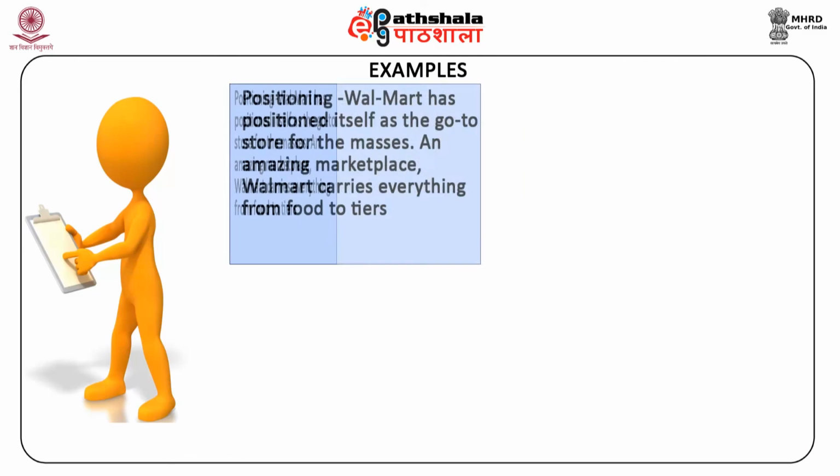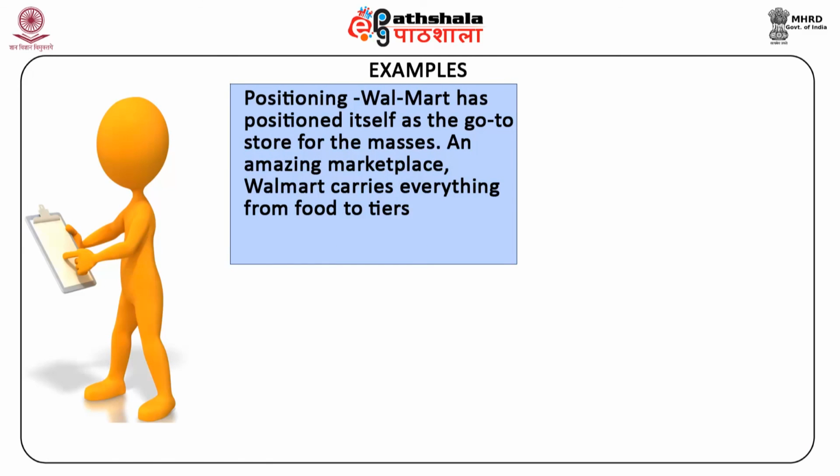Examples. Positioning. Walmart has positioned itself as the go to store for the masses. An amazing marketplace, Walmart carries everything from food to tires. It makes a promise to the customers that you would have to spend less money at this place, convincing the customers that everything is available at one place under this one roof. One doesn't require to shop around.